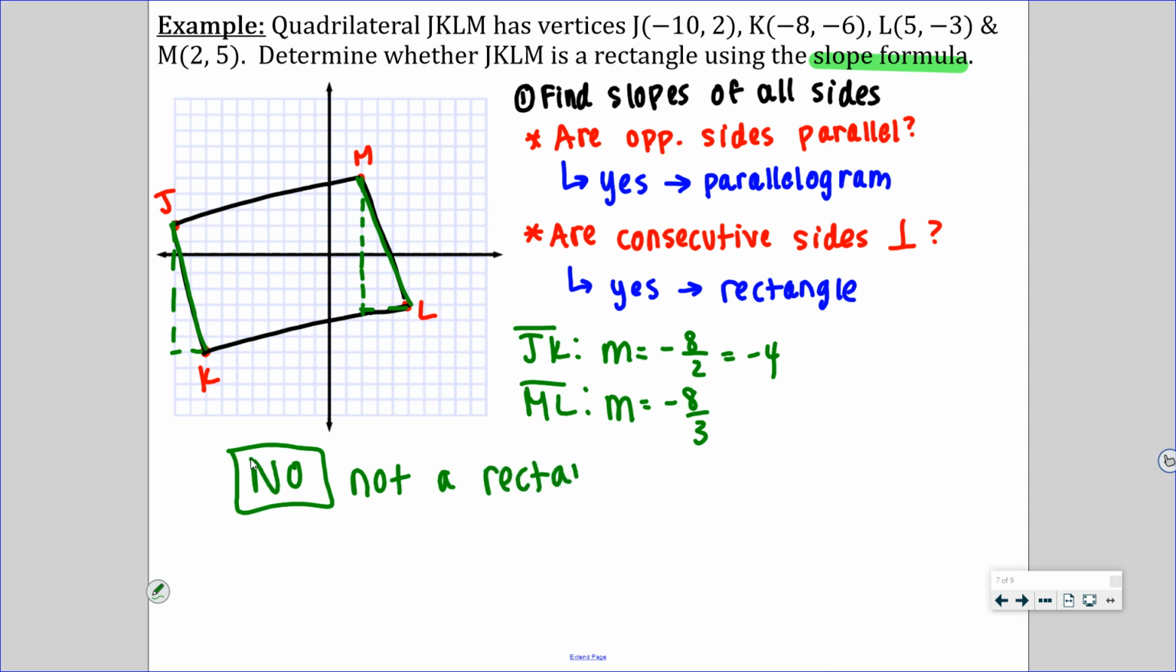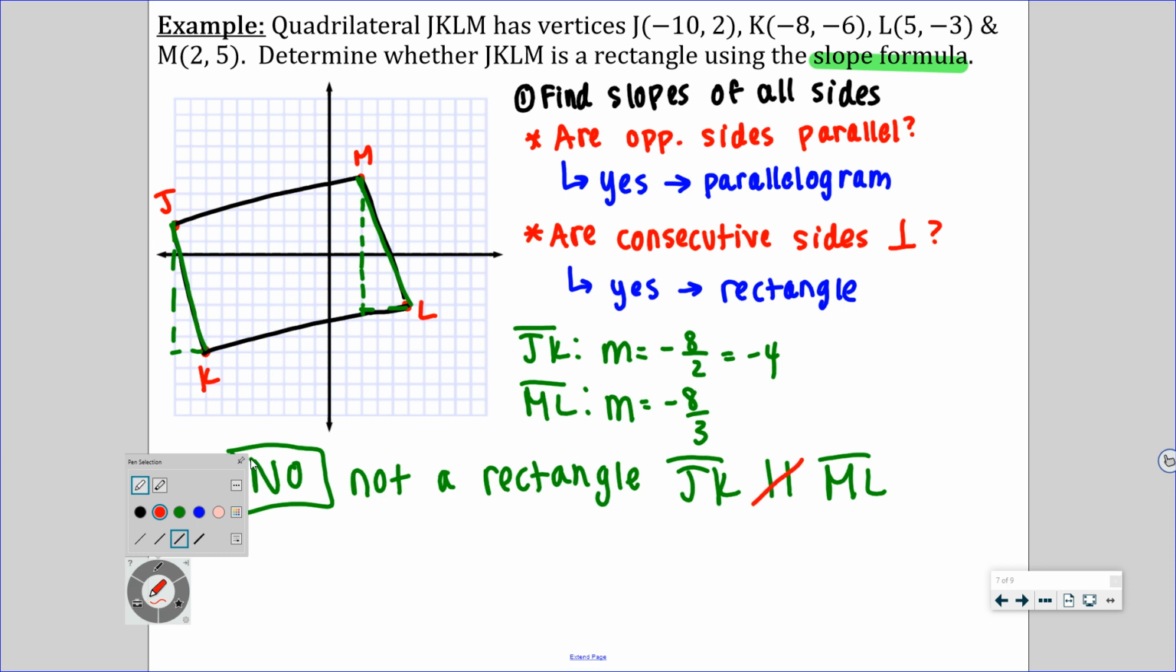Because JK is not parallel to LM. And how you can write that in math language is by putting a slash through the parallel symbol, just like you do with not equal to. Okay, that's how you have to do it with slopes. Find the slopes on both sides. Make sure the opposite sides are parallel. If they are, make sure the consecutive sides are perpendicular, opposite reciprocals. Okay, you'll try some in your homework.